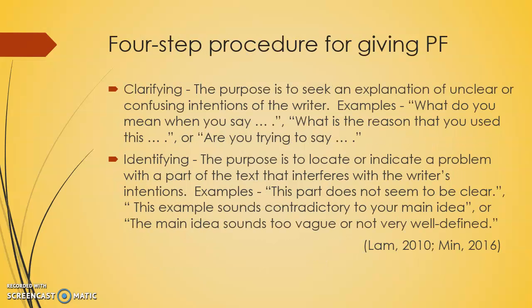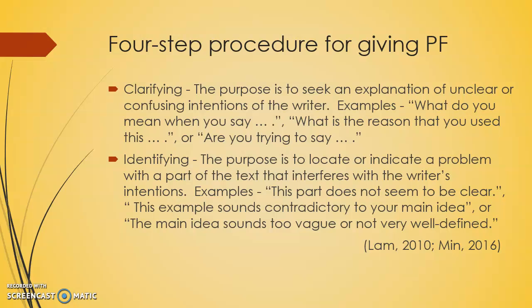The 4-step procedure for giving peer feedback. Clarifying. The purpose is to seek an explanation of unclear or confusing intentions of the writer. Examples. What do you mean when you say? What is the reason that you used this? Or are you trying to say?